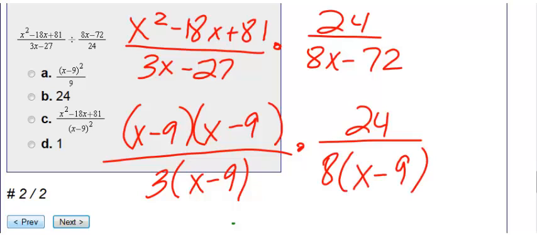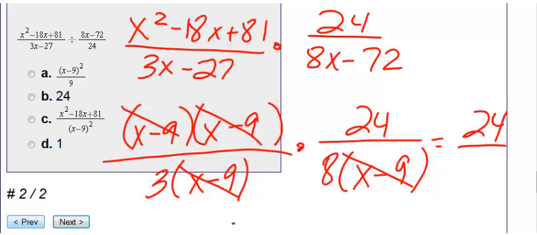Now I can start crossing stuff off. x minus 9, x minus 9. x minus 9, x minus 9. Okay, now I could simplify the 24, but I want to show you something. On top, I'm left with 24. On the bottom, I'm left with 3 times 8, which is 24.